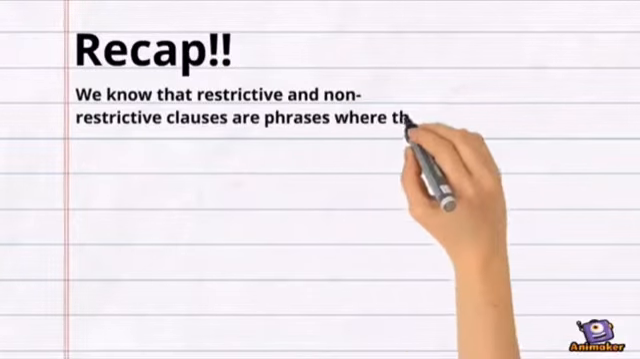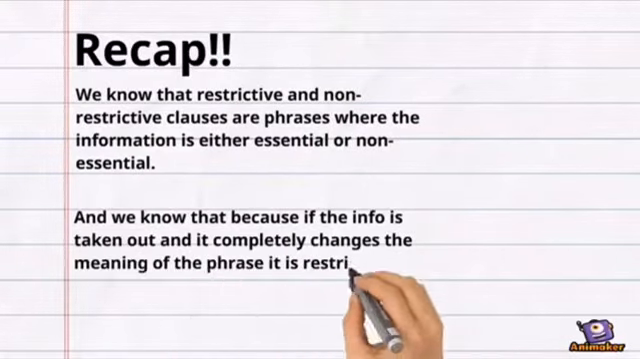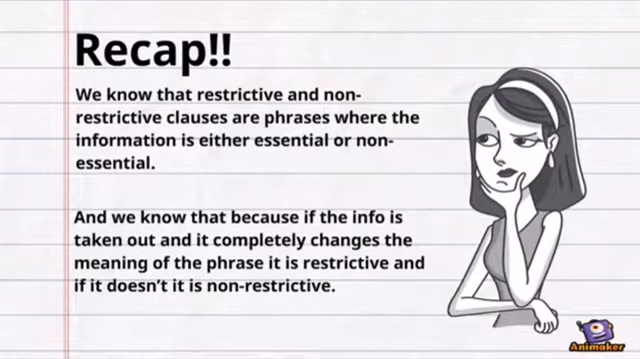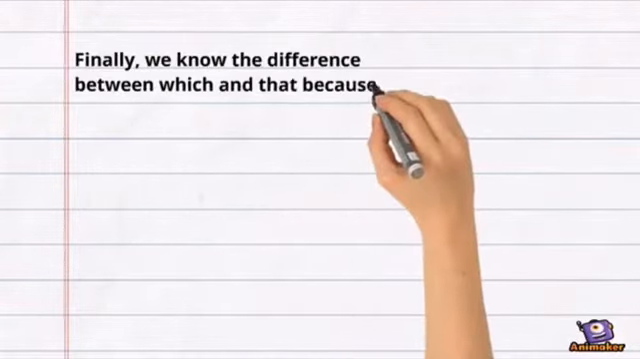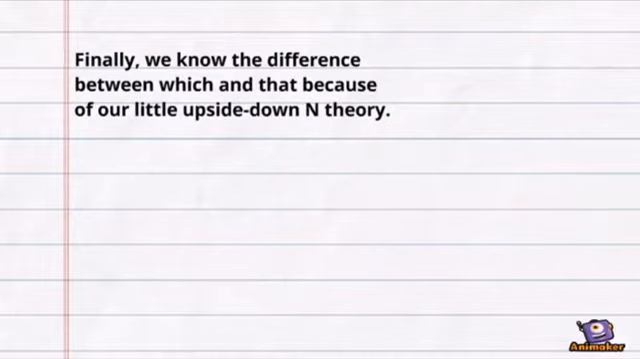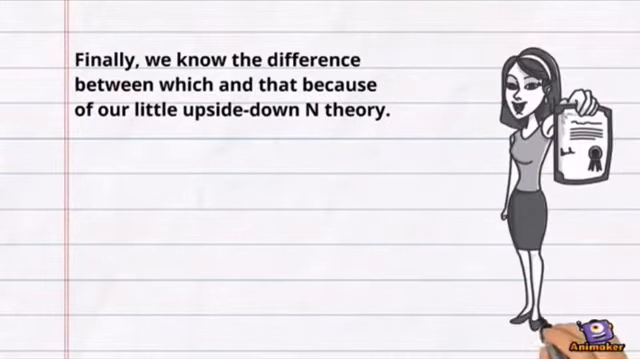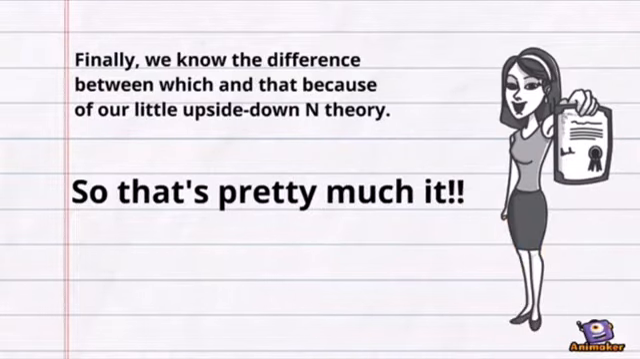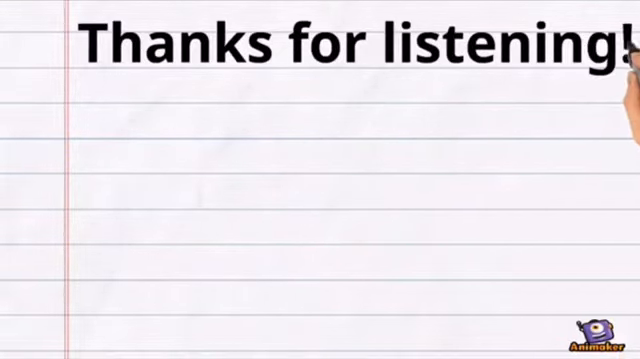Here's a little recap. We know that restrictive and non-restrictive clauses are phrases where the information is either essential or non-essential, and we know that because if the information is taken out and it completely changes the meaning of the phrase, it is restrictive. Finally, we know the difference between which and that because of our little upside down end theory. So that's pretty much it. Thanks for listening.